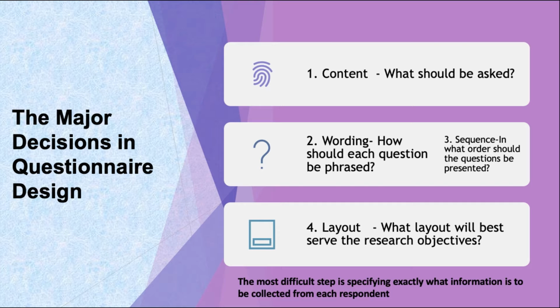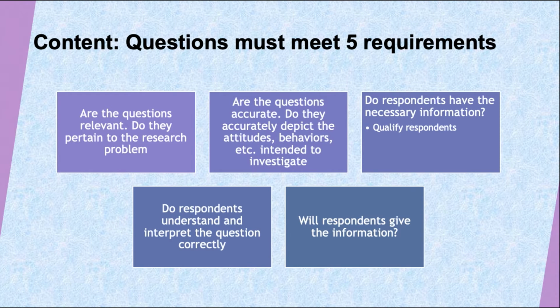So as I said, the most difficult step is specifying exactly what information is to be collected from the respondent, which is the content. Then we start with the content. A questionnaire must meet five requirements. Are the questions relevant? Do they pertain to the research problem, as I just explained? Are the questions accurate? Do they accurately depict the attitudes, the behaviors, etc. intended to be investigated? Are they valid? Then, do respondents have the necessary information? I mean, are the respondents qualified?